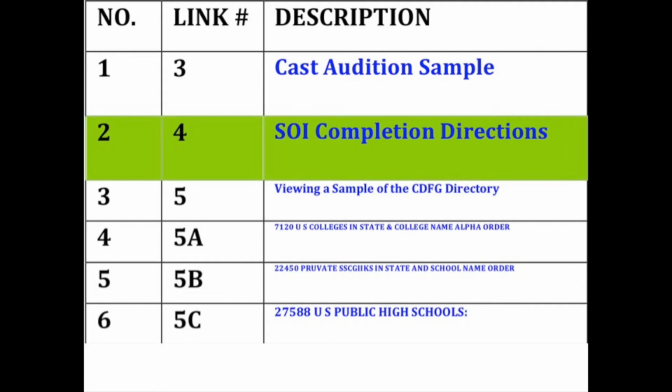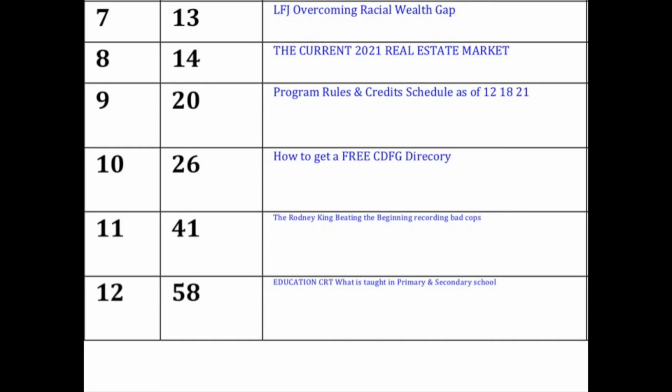Subsequent to the matrix, the package contains 12 links highlighted in yellow, which you should review prior to completing the SOI. In order to complete the SOI with ease, you need to view link number 4 prior to attempting the completion of the SOI. It will reveal some of the shortcuts and gathering the simple information needed for a correct completion.